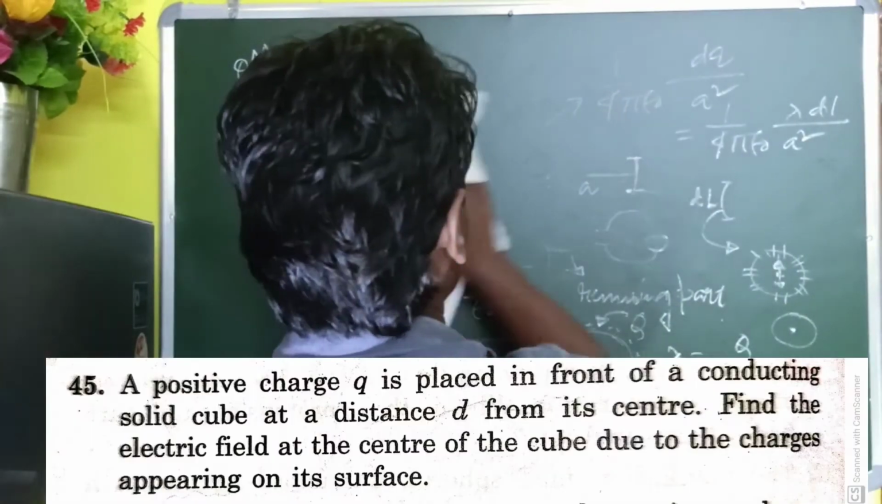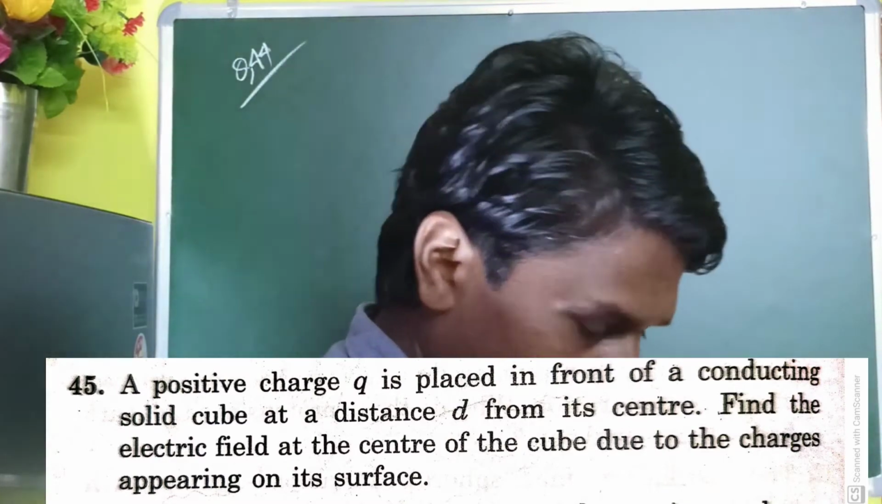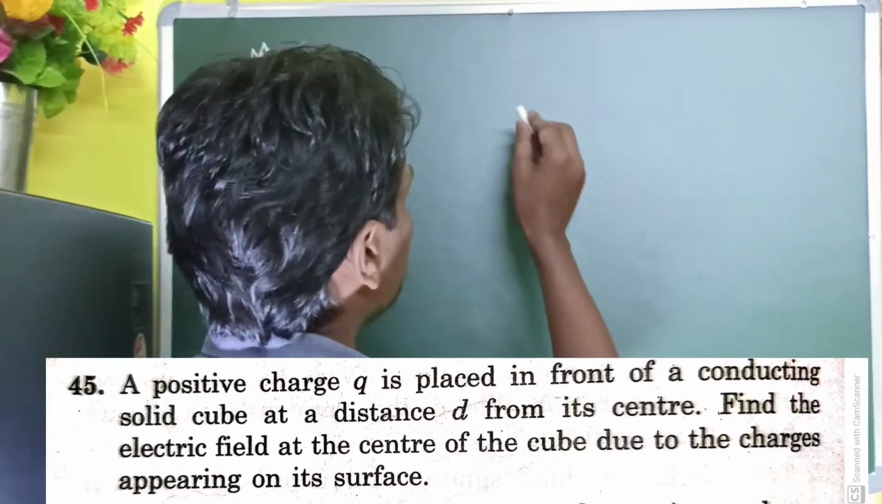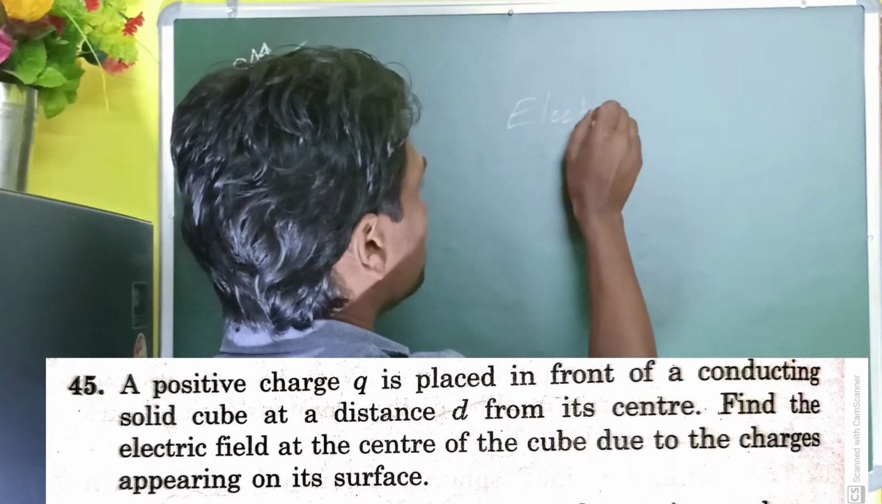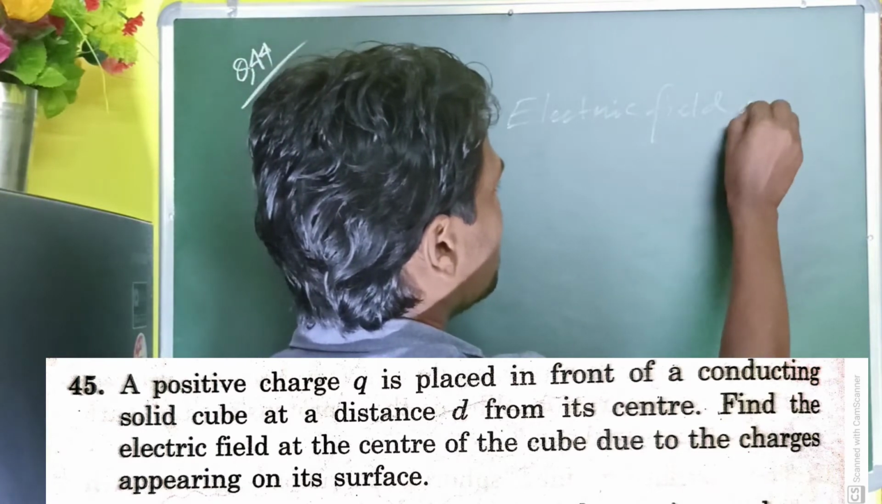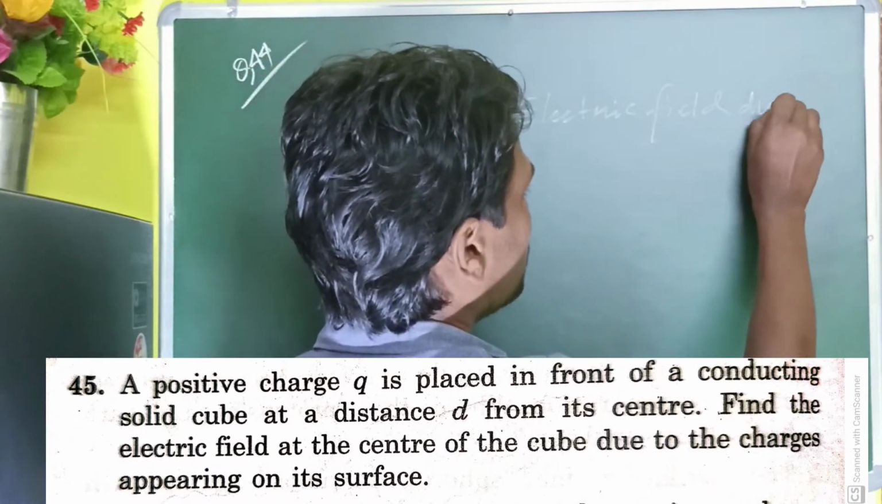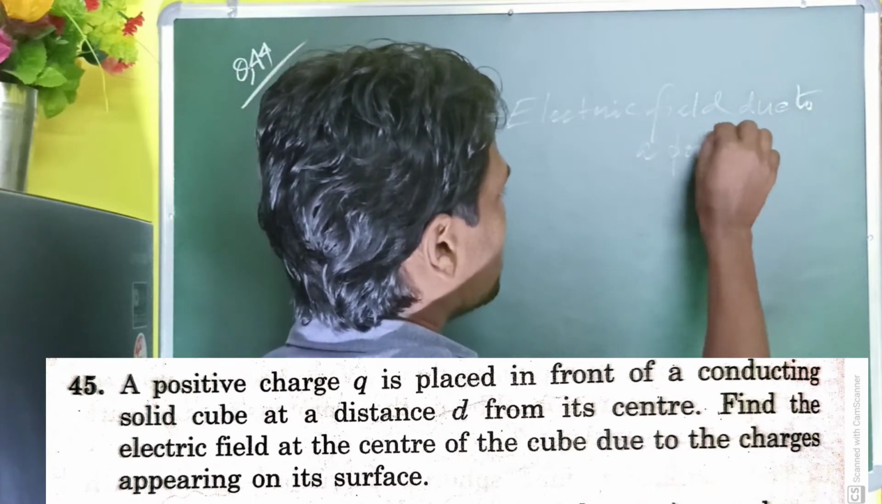और इसके लिए एक कंसेप्ट प्रीवियस चैप्टर में याद करना पड़ेगा, वो है इलेक्ट्रिक फील्ड ड्यू टू पॉइंट चार्ज. सो इलेक्ट्रिक फील्ड ड्यू टू पॉइंट चार्ज क्या होगा, इलेक्ट्रिक फील्ड ड्यू टू अ पॉइंट चार्ज.